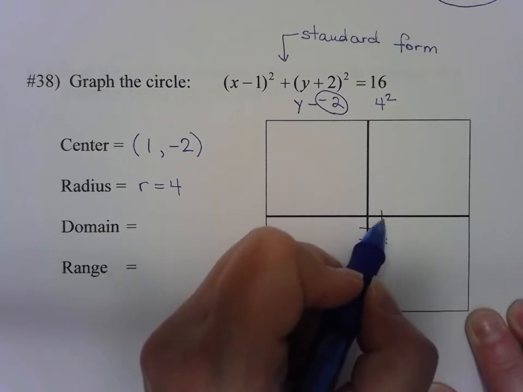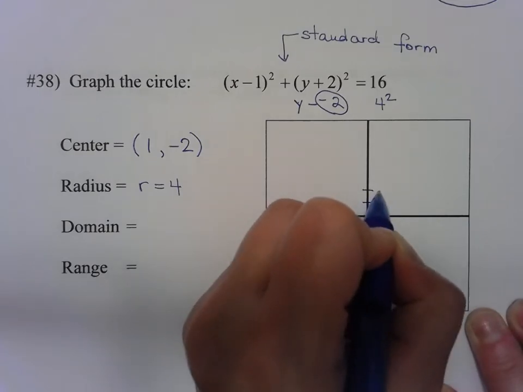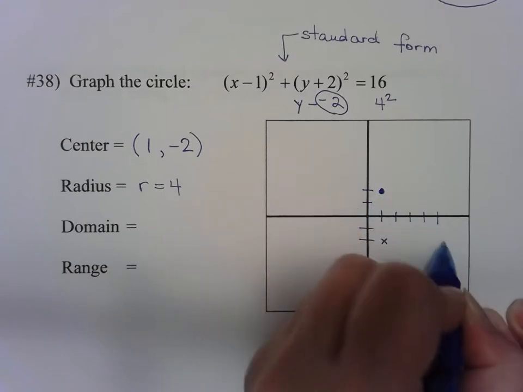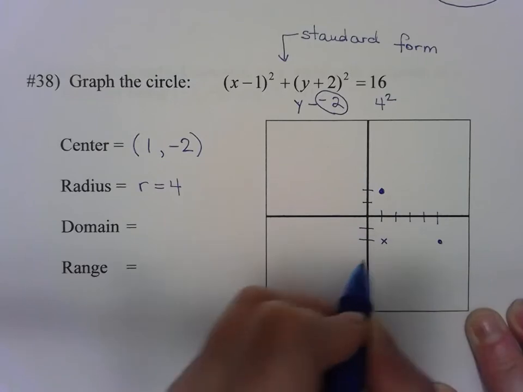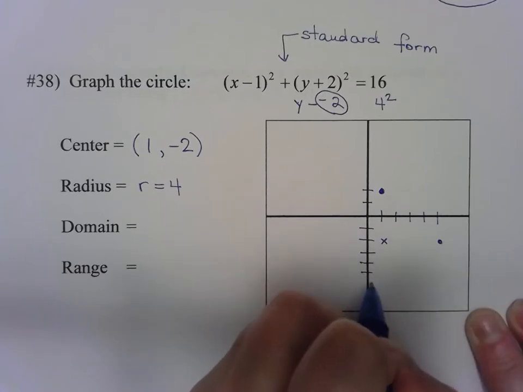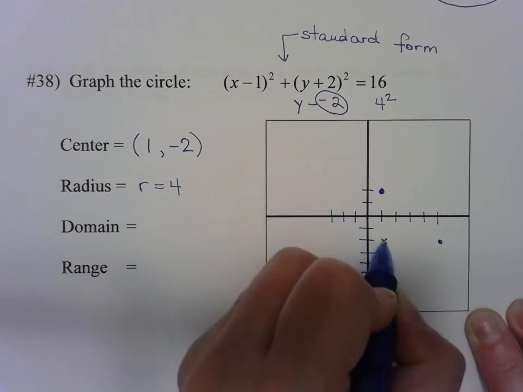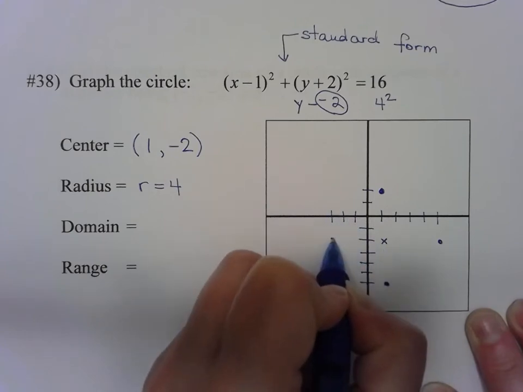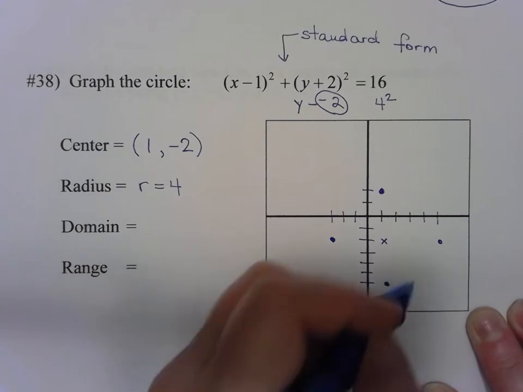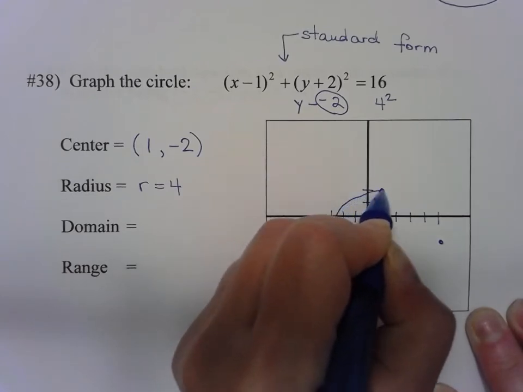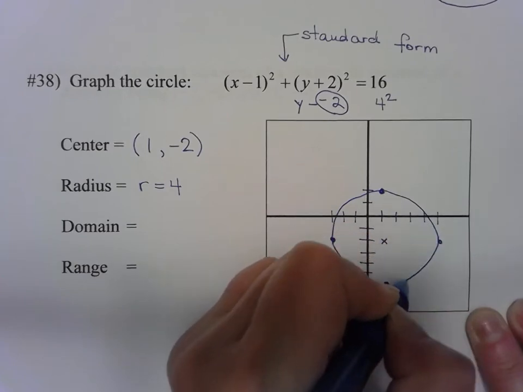Okay, so 1, 2, 3, 4 up. 1, 2, 3, 4 to the right. 1, 2, 3, 4 down. And 1, 2, 3, 4 to the left. All right, and then you're on your own from there. Just do your best to make it into looking like a circle.